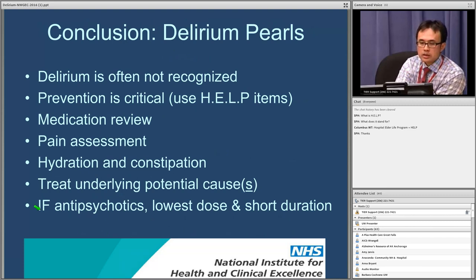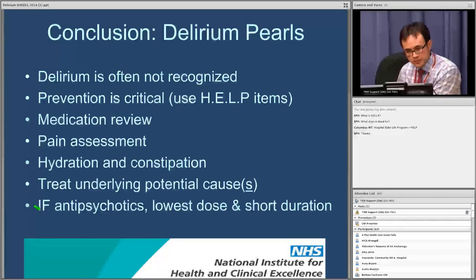Okay, so these are my clinical pearls that I wish to impart upon you in my last slide. Delirium is often not recognized, so look for it using a standardized tool of your choice. Prevention, again, is critical. Think of non-pharmacologic interventions. They are effective. And think of HELP, because it was a dose response curve. Review their medications, assess for pain and treat the pain, assess hydration and constipation. Look for underlying causes. If you find one, keep looking. And if antipsychotics are needed, then use the lowest effective dose and for a short duration as well.